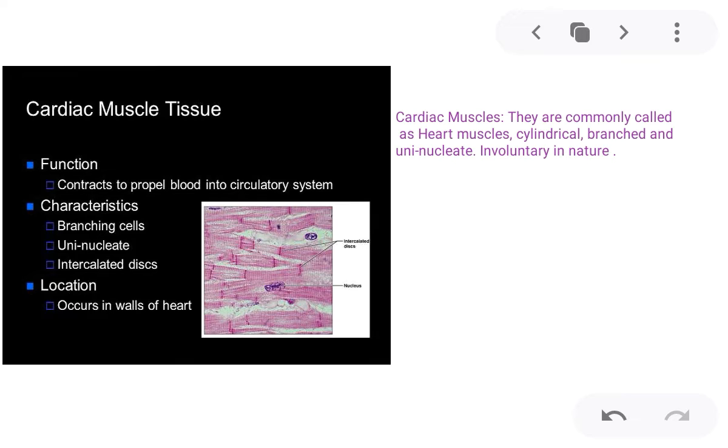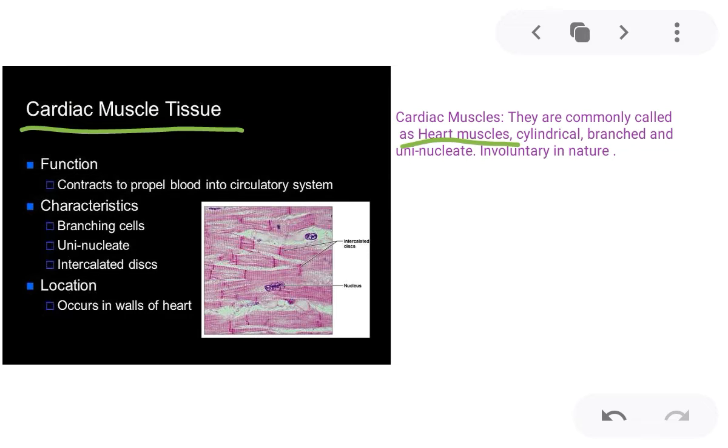Coming to a detailed discussion about cardiac muscles. The name itself tells you cardiac is located in the heart. So this tissue is located only in the heart. They are commonly known as heart muscles. And what is their characteristic or shape? They are cylindrical in nature, branched and uninucleate. Meaning they possess some characteristics of skeletal tissue and some characteristics of smooth tissue.